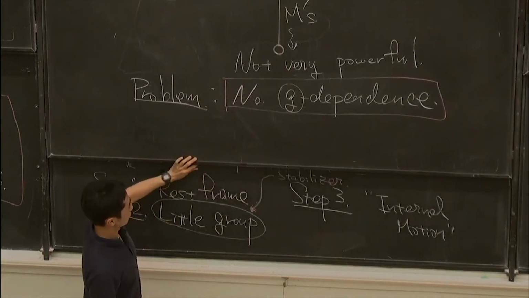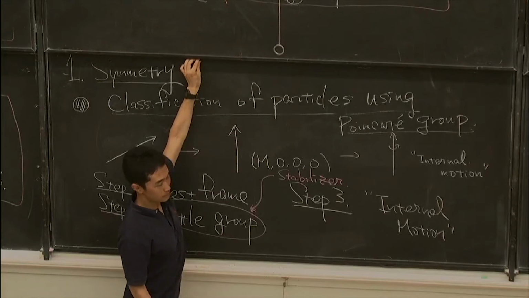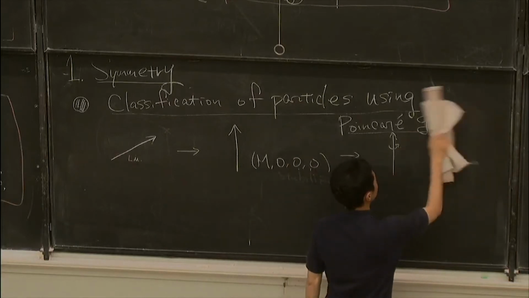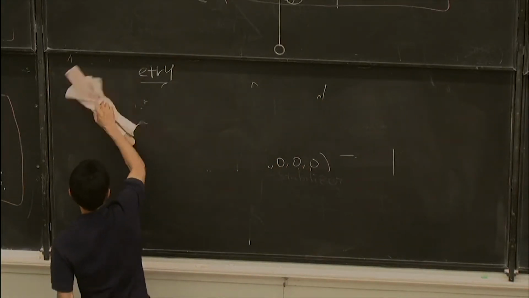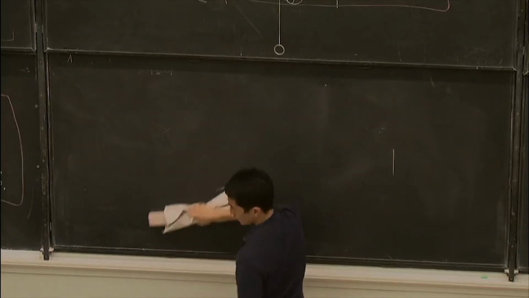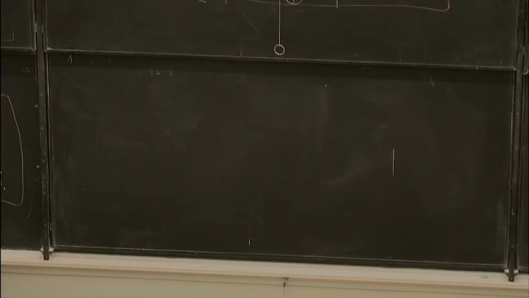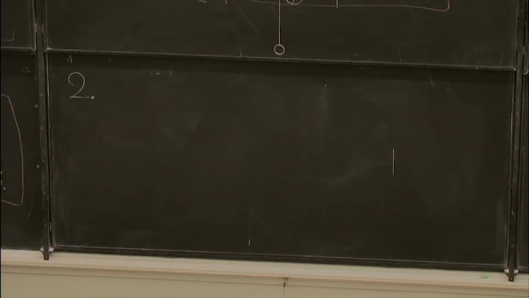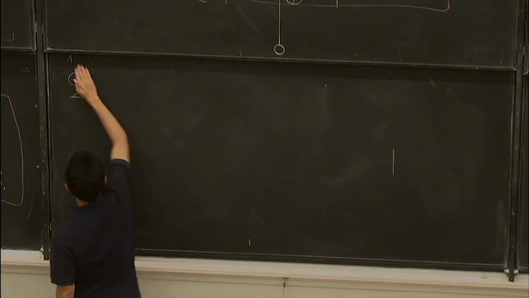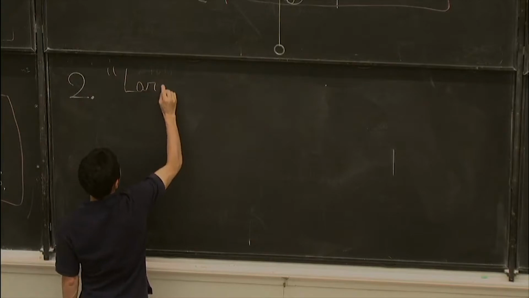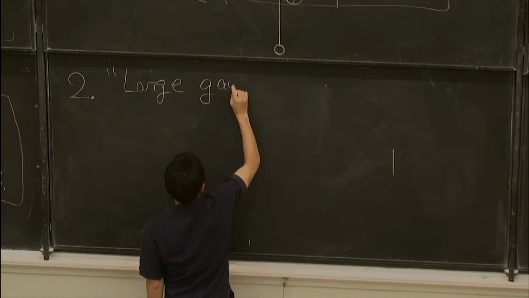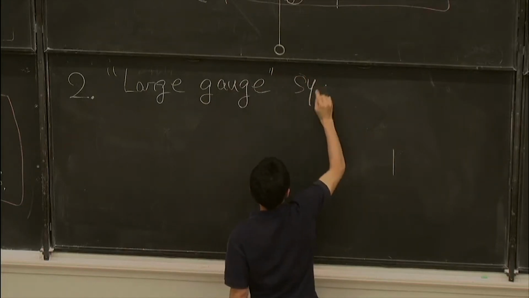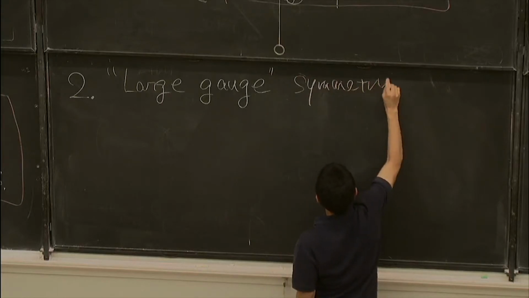about coupling constant dependence. So the next question is how to understand or incorporate the coupling constant dependence. And that's going to be the next topic. The punchline is that we can use some gauge symmetry. I call it large gauge symmetry to incorporate the coupling constant dependence. I'm going to explain what I mean by this soon.